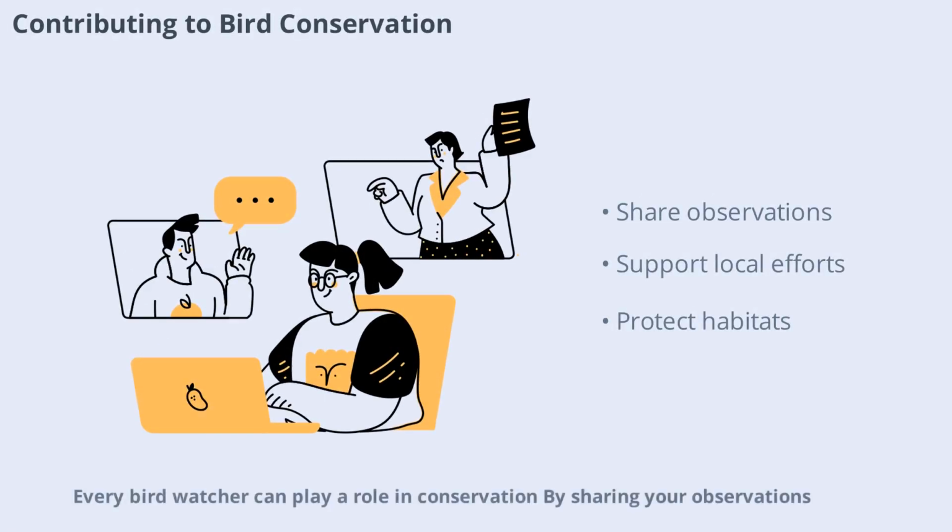Every bird watcher can play a role in conservation. By sharing your observations, supporting local initiatives, and spreading awareness, you help protect birds and their habitats. Simple actions like planting native trees, avoiding pesticides, and participating in citizen science projects make a real difference. Together, we can ensure that India's rich bird life thrives for generations to come.